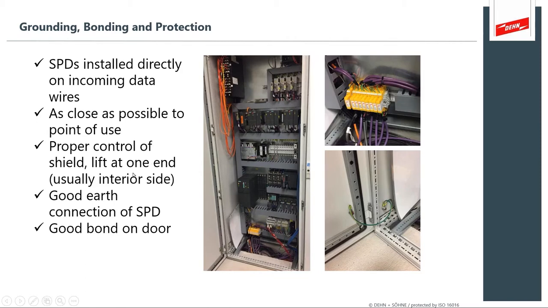And usually what's considered a best practice is the shield is lifted on the interior cabinet where the instrument has the shield bonded to the shroud, and on the inside you lift your shield. And the point is to avoid awkward ground loops that will otherwise interfere with your signals. Is there a good earth connection on the cabinet? And you can see that in the bottom of these enclosures where you'll often see a very sturdy single point ground bar. And here's a nice illustration showing that ground bond on the door, so that door does not present a safety hazard. So these are the things that we're checking for, and we're looking for good practices.